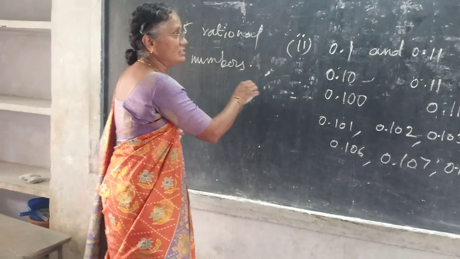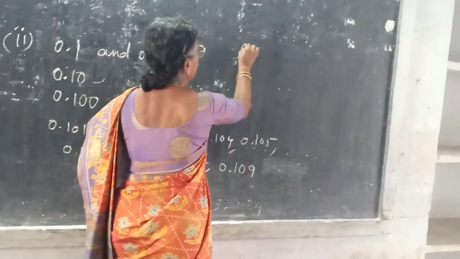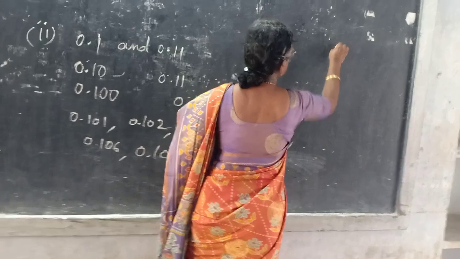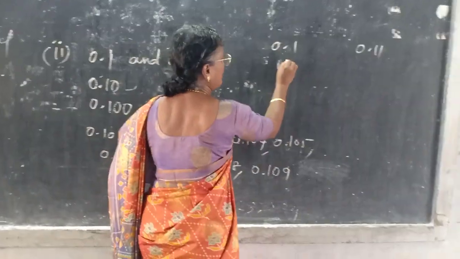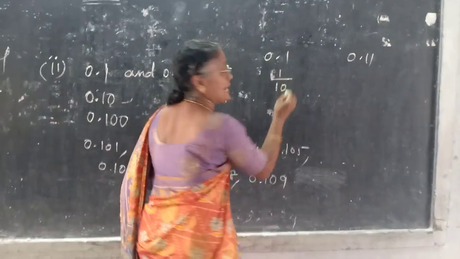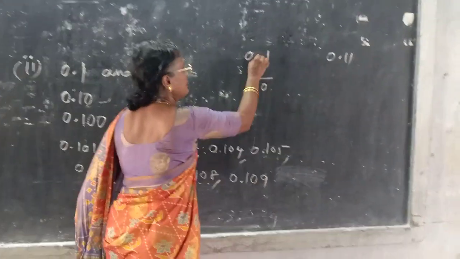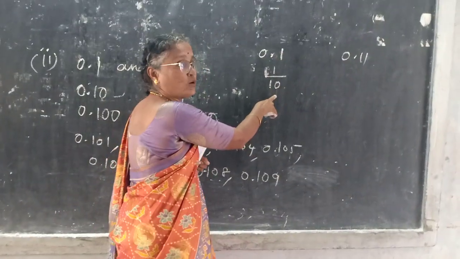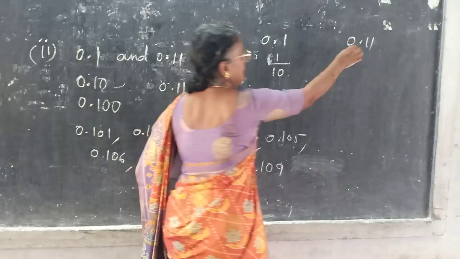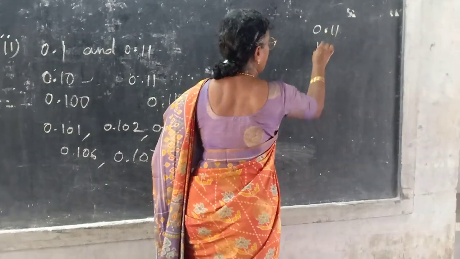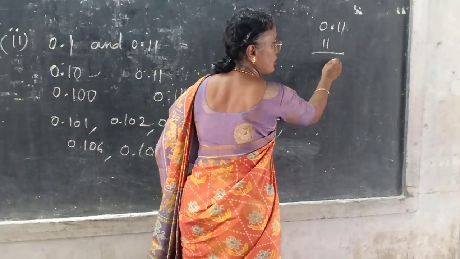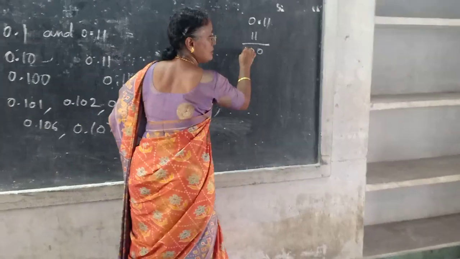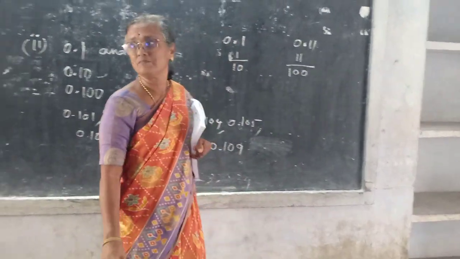We can convert this into fraction form, isn't it? 0.1 means what? 1 by 10. Because after the decimal, only one digit is there. One digit means 10. Here after the decimal, how many digits are there? 2 digits. So how many zeros? 2 digits. That means 100.